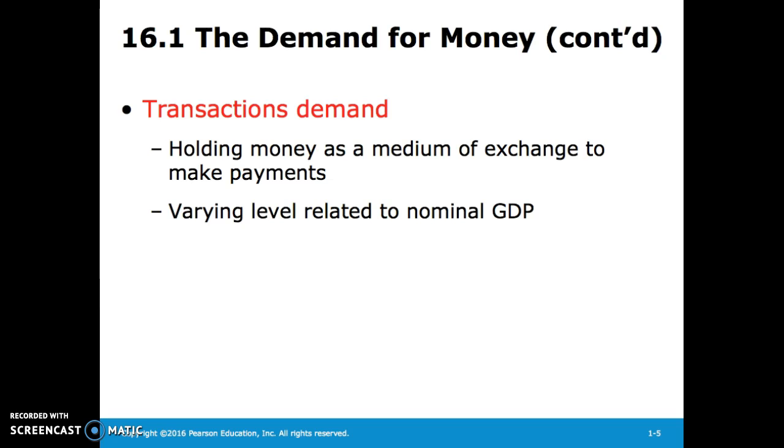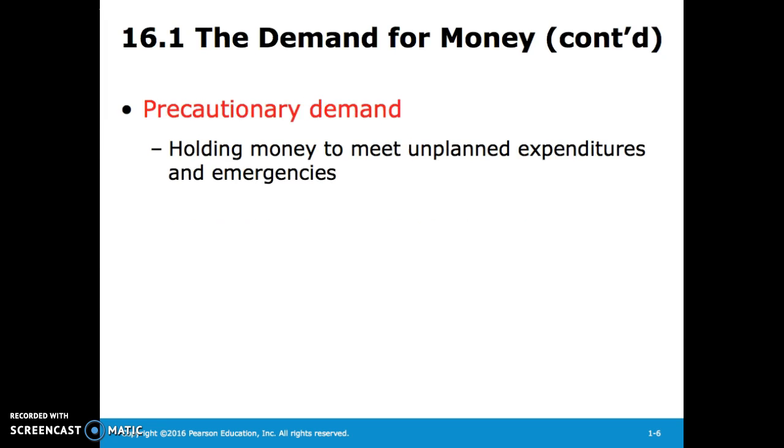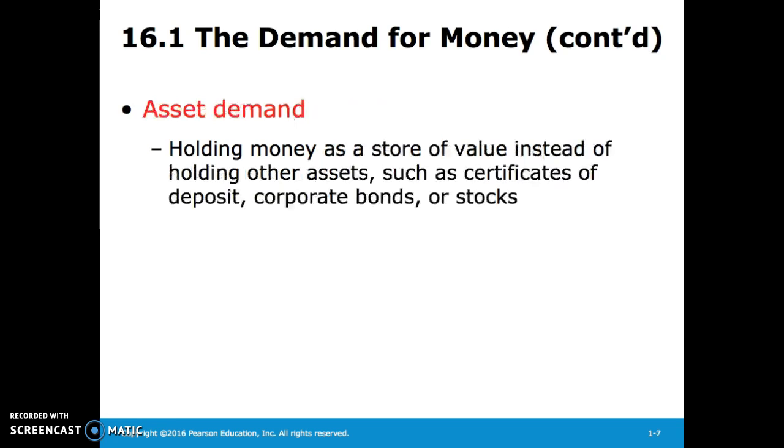Transactions demand is holding money as a medium of exchange to make payments, at a varying level related to nominal GDP. Precautionary demand results from holding money to meet unplanned expenditures and emergencies, and asset demand is just holding money as a store of value instead of holding other assets, such as certificates of deposit, corporate bonds, or stocks.